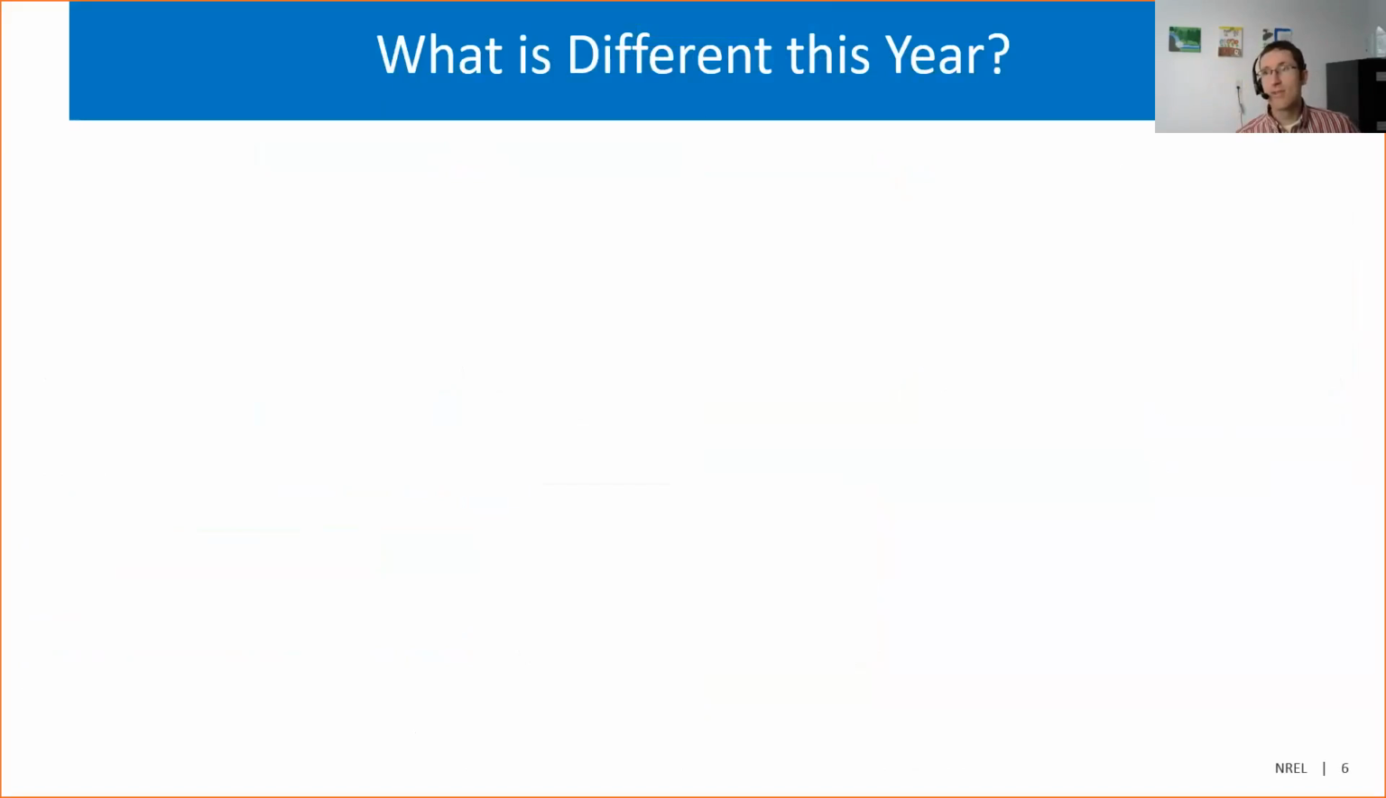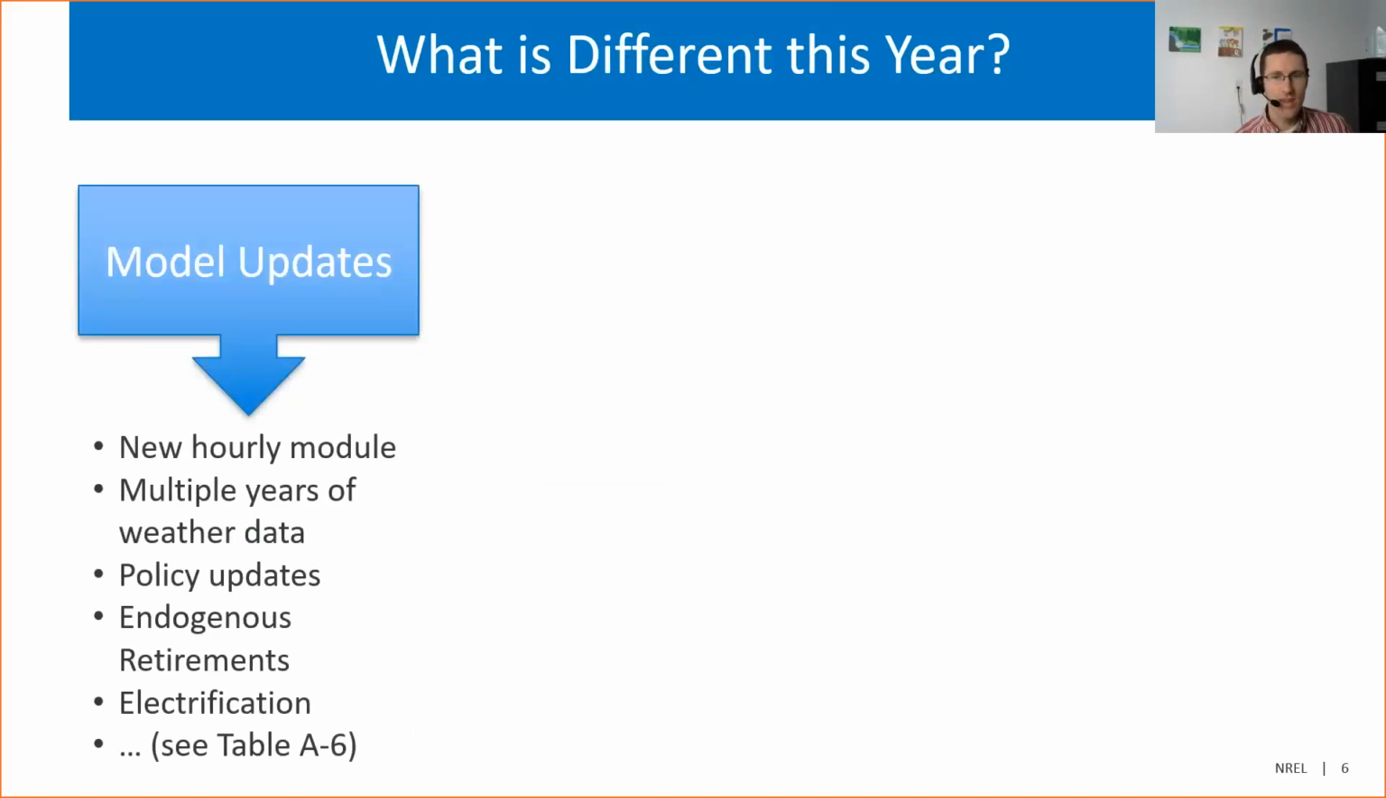So we've said we do this every year, the Standard Scenarios work. So what's different this year? The first piece is that we made a lot of changes in terms of model updates. There's a lot different in this year's model versus last year's. Some of the key pieces are noted here. One, we've added an hourly module that can better represent all the hourly behavior of storage and renewable energy, so we get much higher resolution there.